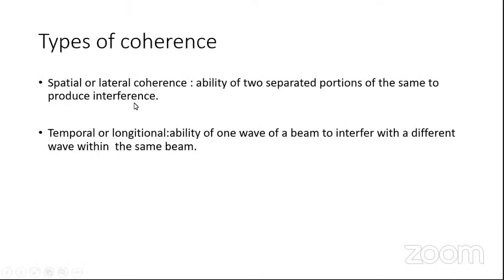There are two types of coherence: spatial coherence, or lateral coherence, and temporal, or longitudinal coherence. Spatial coherence means the ability of two separated portions of the same beam to produce interference. And temporal coherence is the ability of one wave of a beam to interfere with a different wave within the same beam. We can simply say spatial coherence is with respect to position, when the phase difference is 0, and temporal coherence is with respect to time.